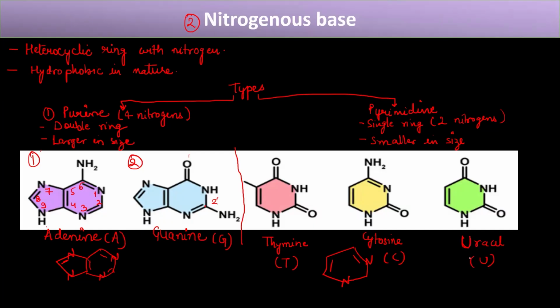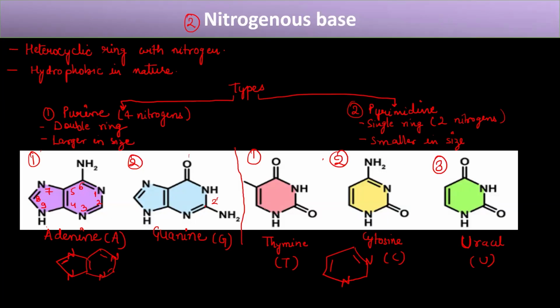Okay. So what we are seeing is that we have nitrogenous bases of 2 types. The first one is purine. The second is pyrimidine. Again, this purine is of 2 types, that is adenine and guanine. And the pyrimidine is of 3 types. The first one is thymine. The second one is cytosine. And the third one is uracil.